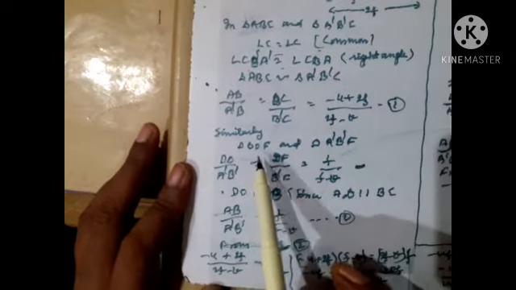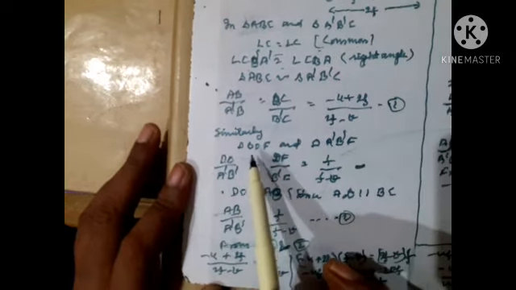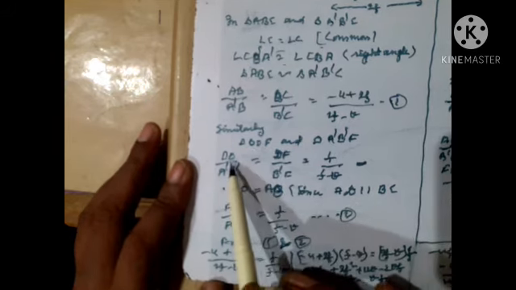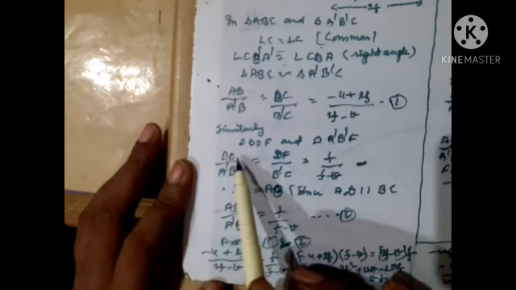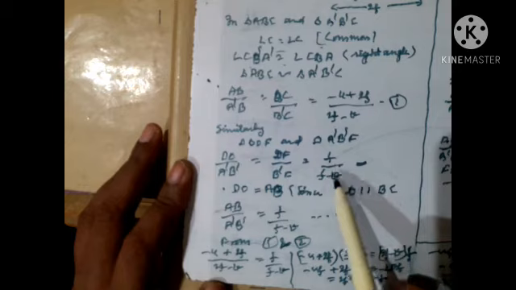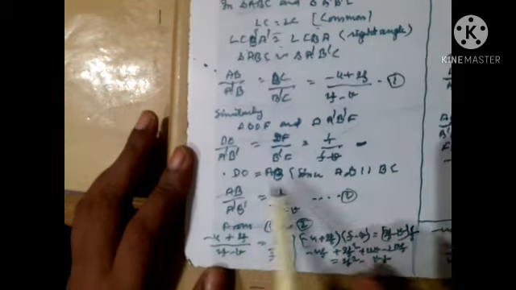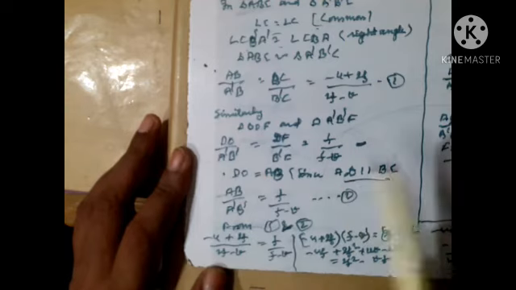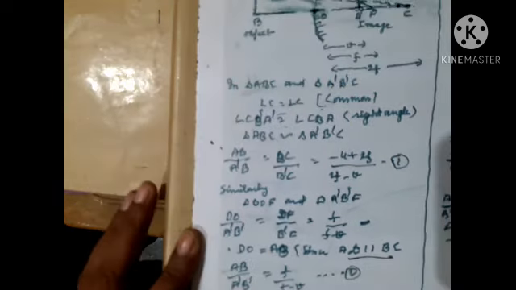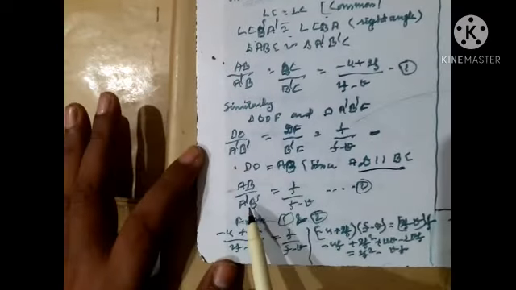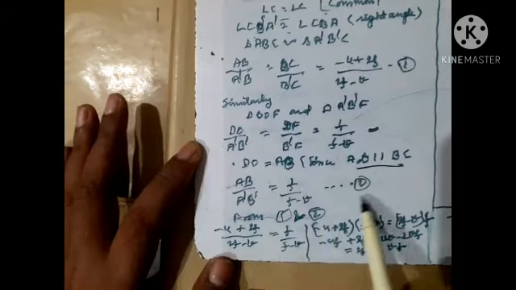Similarly, triangle BDF and triangle A'B'F: DO by A'B' is equal to DF by B'F, which is equal to f by f minus v. DO is equal to AB since AD is parallel to BC. So here you are observing in this figure, these are parallel, and AB by A'B' is equal to f by f minus v, that is second.